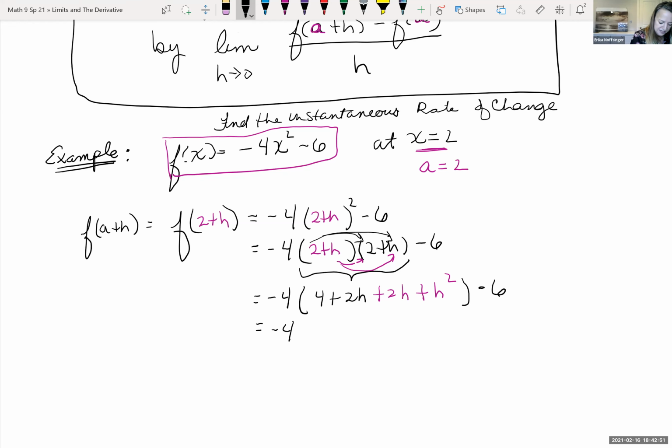So before I distribute the negative, let's combine like terms inside our parentheses. So recall like terms, they have to both have the same variable and they have to be raised to the same power. So the only like terms in here are the 2 h's. So 4 plus, well, 2h plus 2h, that's a 4h plus h squared, and then minus 6.